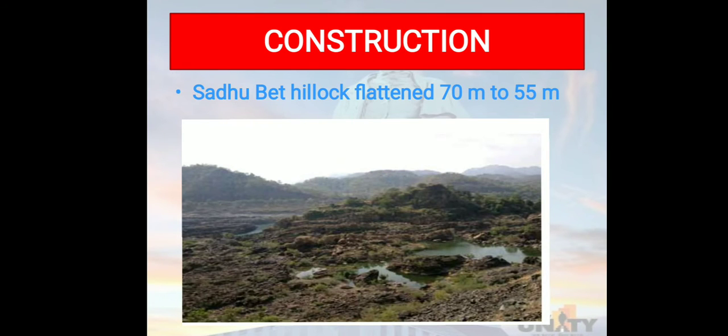This is the image of the site, Sadhu Bet hillock, before construction of the statue. It was flattened from 70 meters to 55 meters.